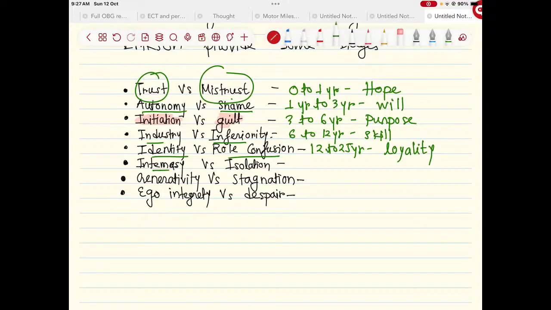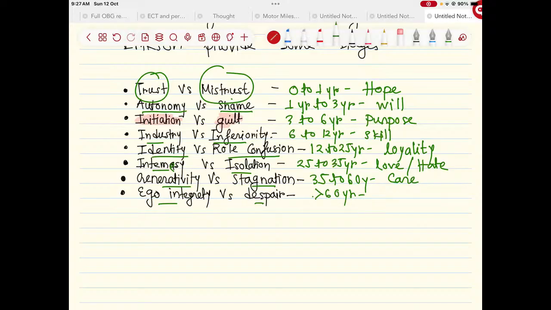And the intimacy versus isolation. What do you mean by intimacy? Intimacy versus isolation happens at 25 to 35 years. Here the patient gets love and belonging, love or hate. Okay, and generativity versus stagnation. Here the patient is 35 to 60 years, where the individual cares about their coming generation. And ego integrity versus despair is seen in those above 60 years of age.